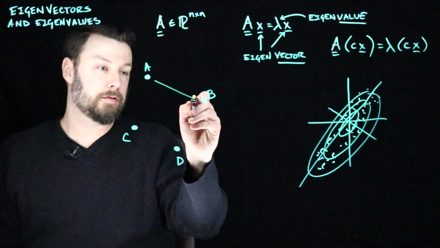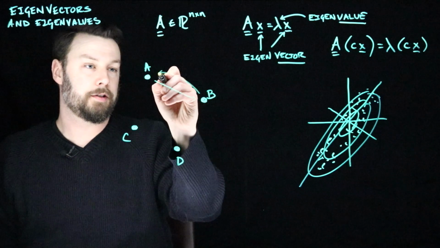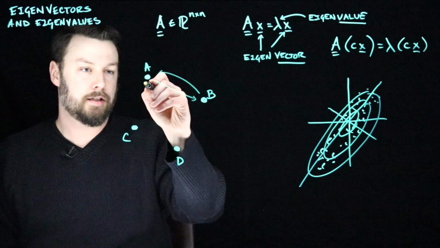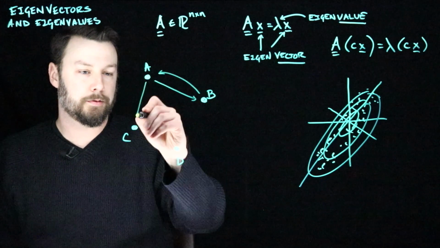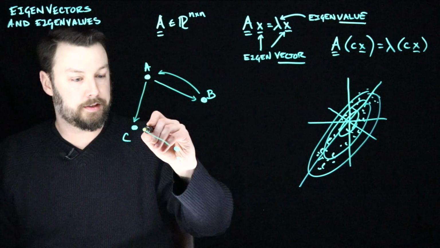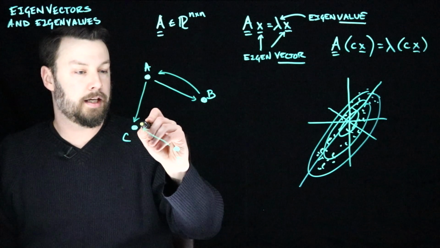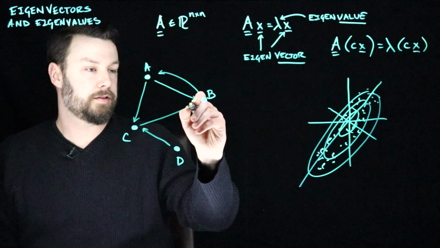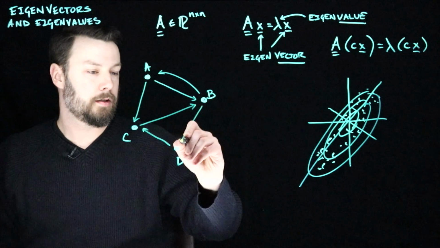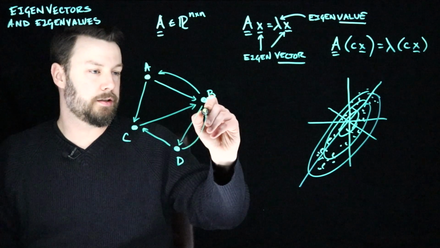Let's imagine that maybe A follows B, B follows A back, and maybe A follows C, and maybe D also follows C, and maybe C follows B, and we'll say that B and D each follow each other.